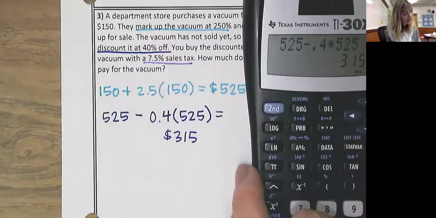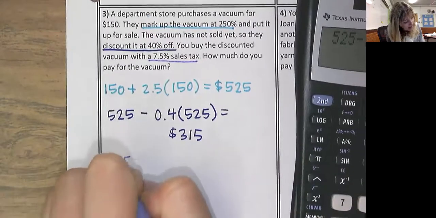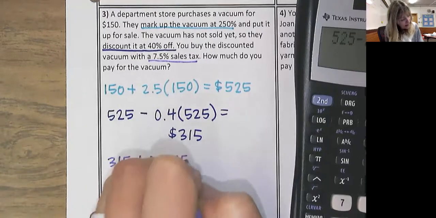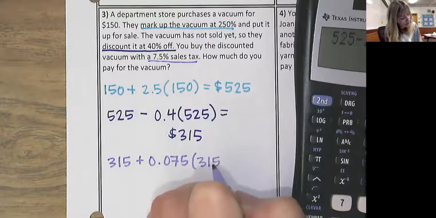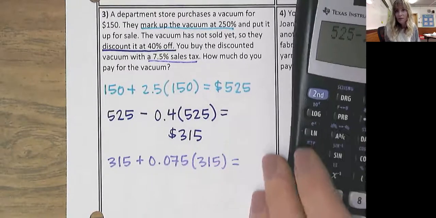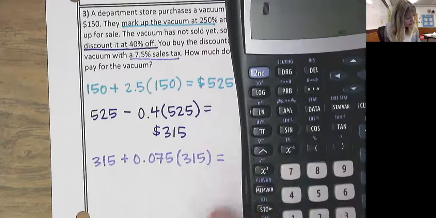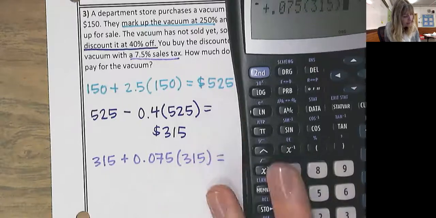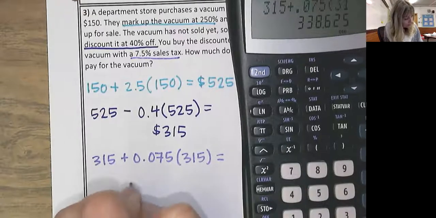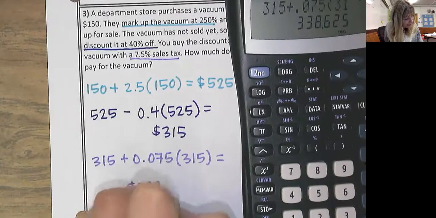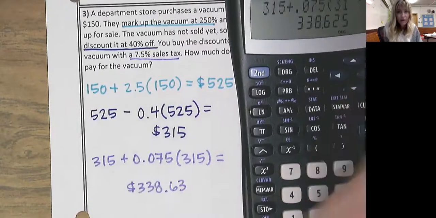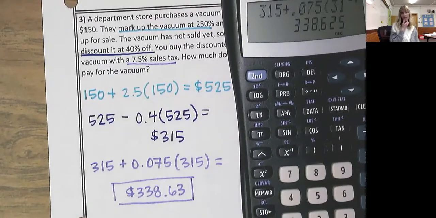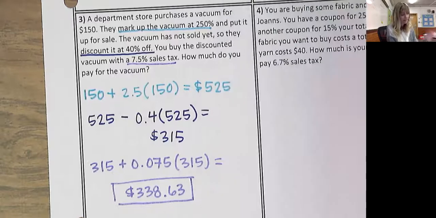But of course, you take it up to the counter and there is tax on that. Tax is addition. 7.5% tax on that. Of what? Of this new original, which is the discounted price of $315. You guys following me? 315 plus 0.075 times 315 is, you will pay $338.63. The 625 rounds it up to 63. Still more than what they paid for it, but not their original markup price.